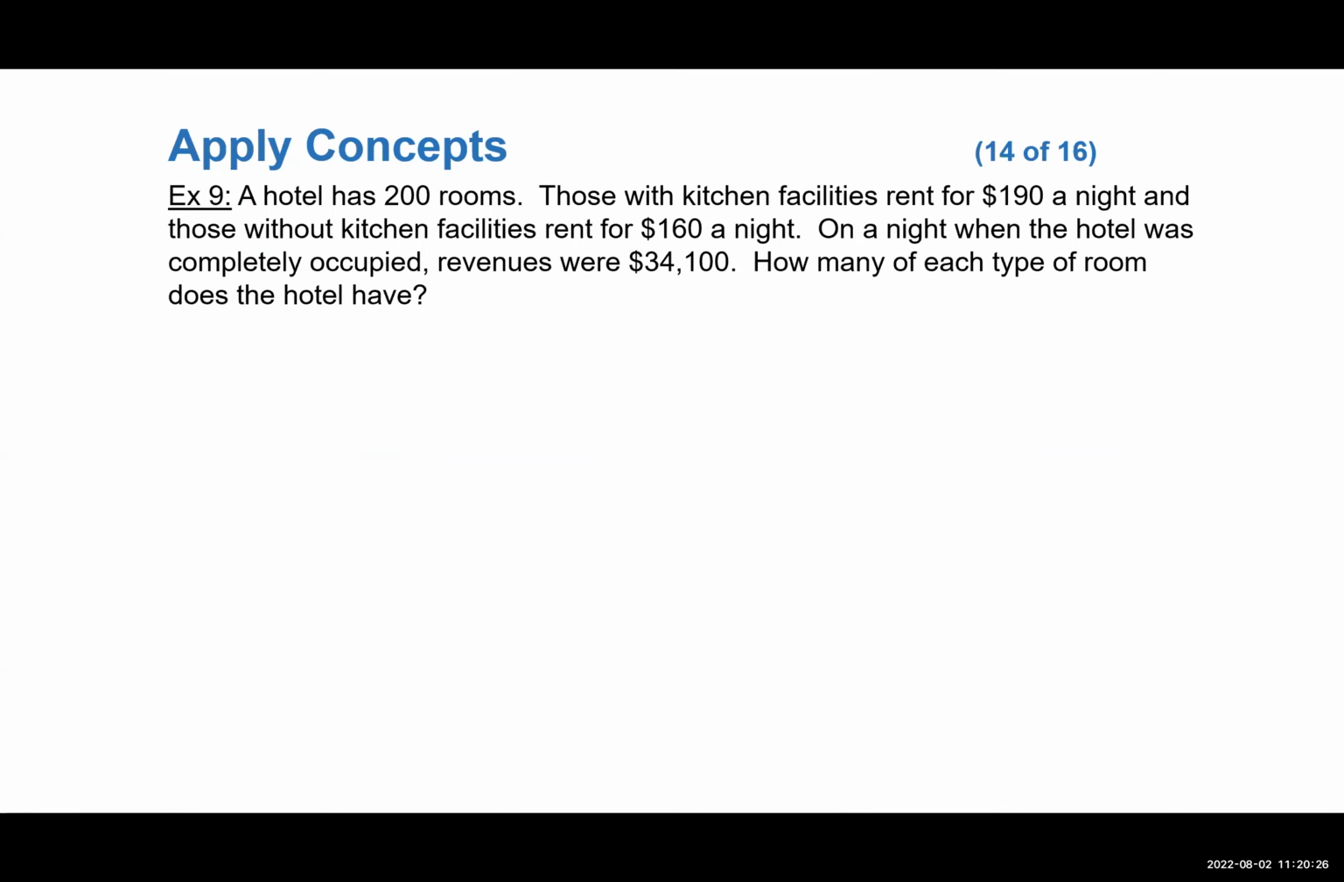So a hotel has 200 rooms. Those with kitchen facilities rent for $190 a night, and those without rent for $160 a night. So there's 2 different types of rooms. Let's say that X is with kitchen, like a little suite, and Y is without kitchen. So total X plus Y room types, there's 200. Everybody understand that?